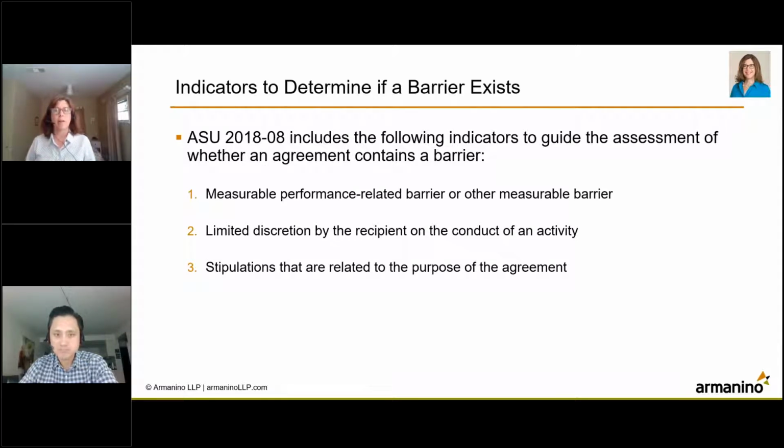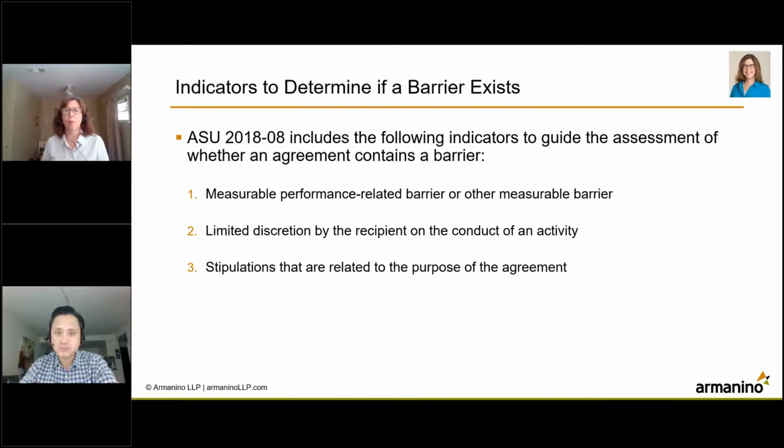The second one is limited discretion by the recipient on the conduct of activity, and the third one, stipulations related to the purpose of agreement. And if you go in and look at the standard, there are actually examples of each of these, and we're going to give a few as we go through. We've got a slide that follows where we give examples of each of these and link them all in with the various right of return or release that might apply.